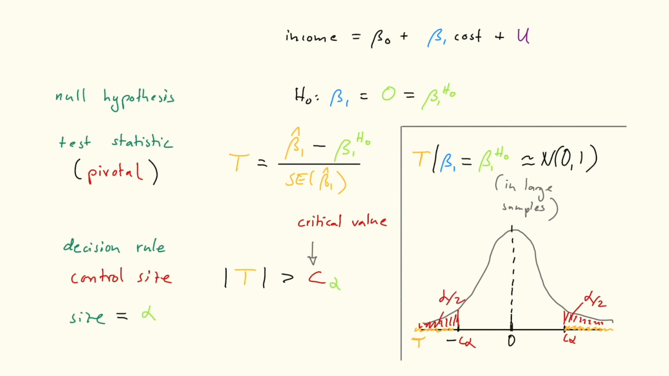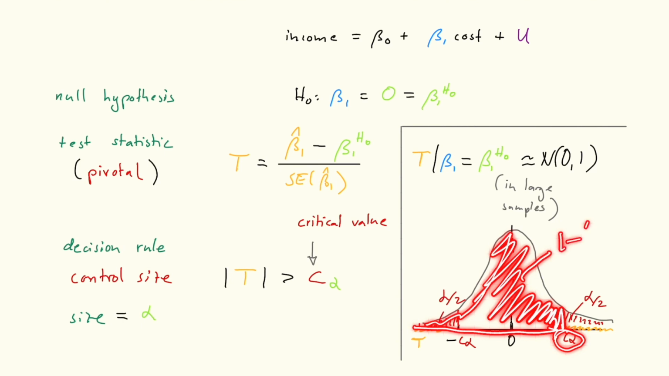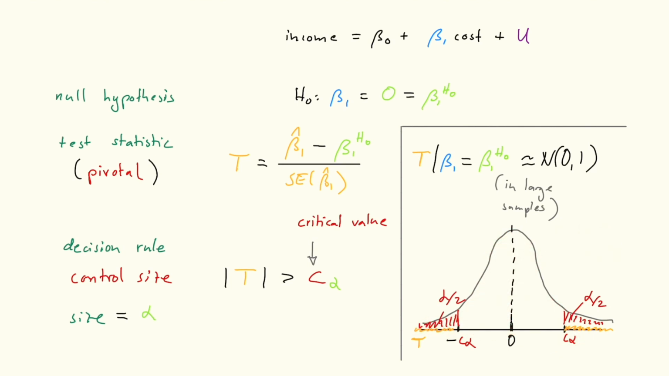We have now completely defined c alpha. c alpha is the value with the property that a standard normal realizes with probability alpha half to a value larger than c alpha. Or equivalently, a standard normal realizes to a value smaller than c alpha with probability 1 minus alpha half. The unique value with this property is called the 1 minus alpha half quantile of the standard normal.